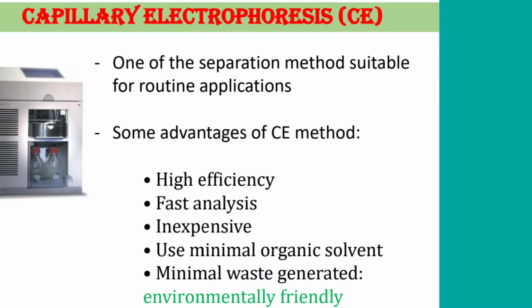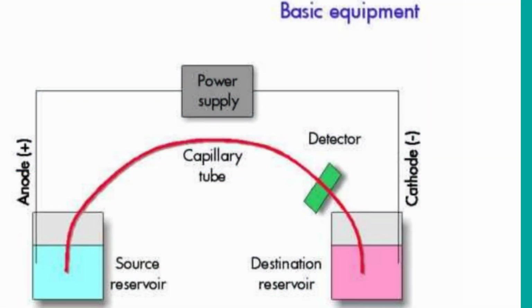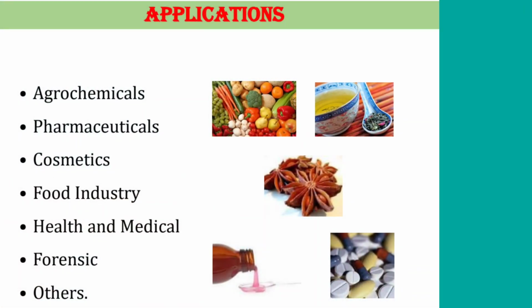This is about the CE instrument, the basic equipment. CE has two electrodes, the anode and the cathode, and also the power supply. It also uses a capillary tube, a detector, and the buffer. The applications of the CE method include agrochemicals, pharmaceuticals, cosmetics, the food industry, health and medical, forensic, and others.